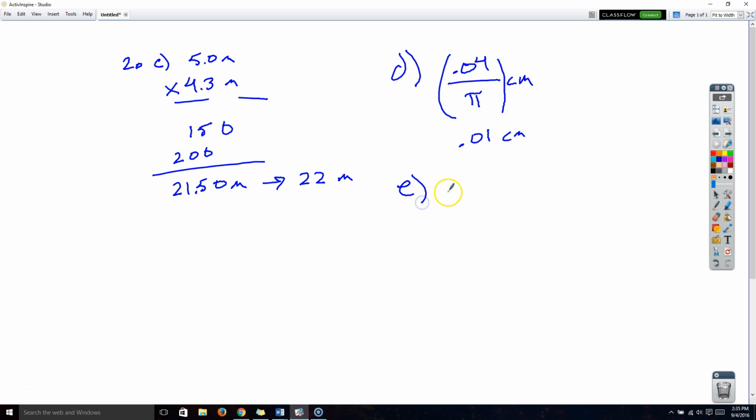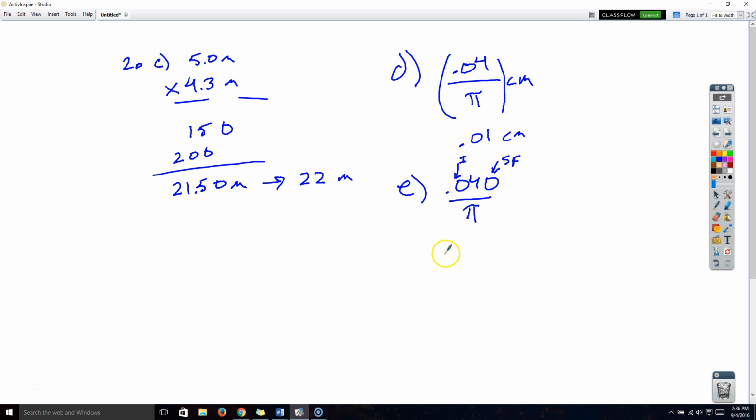For letter E, we're going to have 0.040 divided by pi. So notice what we've done here is we've added this 0. It is a significant 0. This one is important, but it is also non-significant. It's important because it holds the place, but it's not a significant value. We didn't measure out to this 0. Instead, we measured out to this 0.